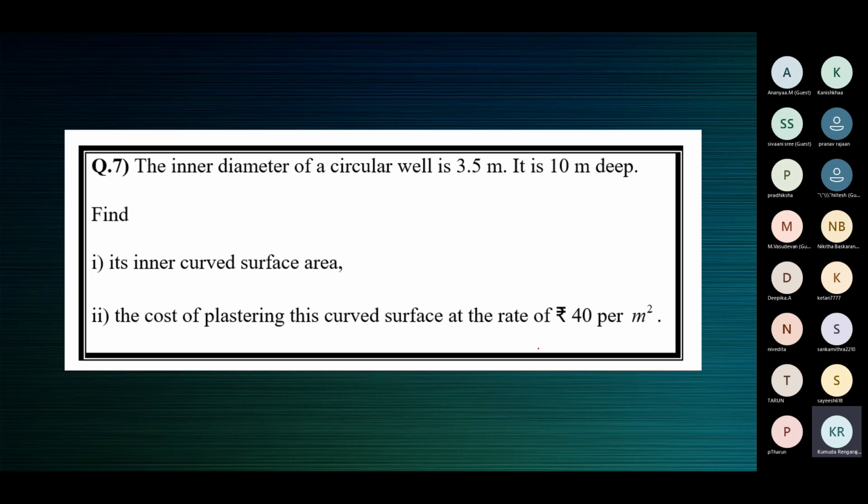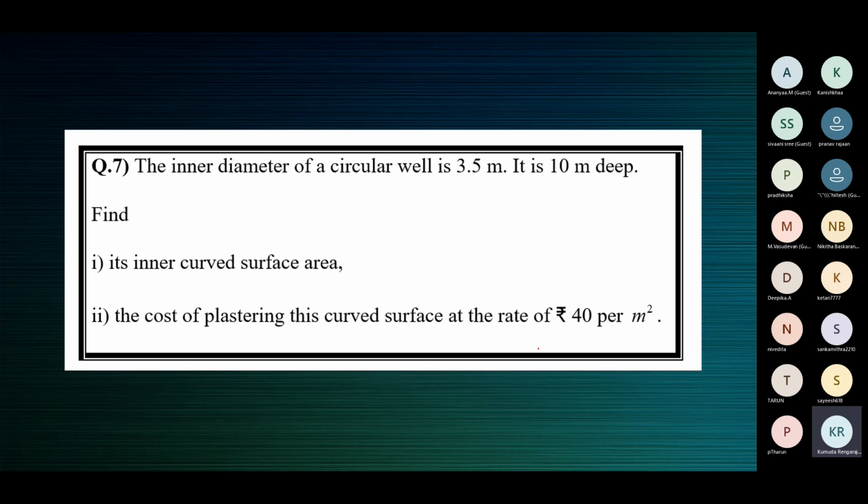Yes, what's the inner CSA? 110 meters square. Okay, let me check. 110 meters square. Also the same, ma'am. Same? Yes, ma'am. Okay, 110 meters square. Ananya and who's the other one? Pratiksha, ma'am. Okay, Pratiksha. 110 meters square.